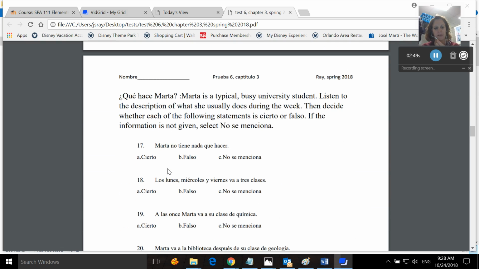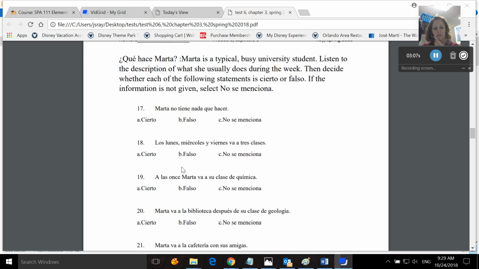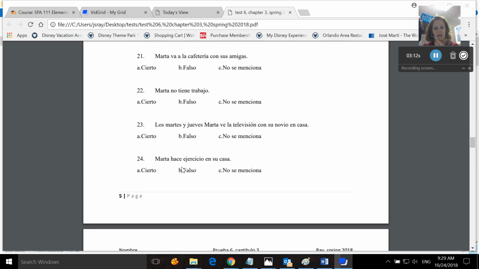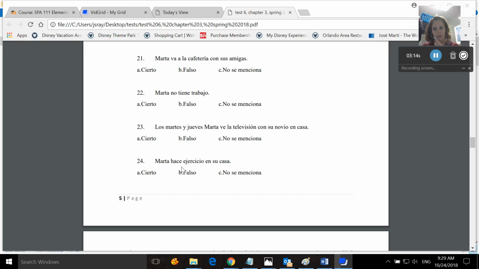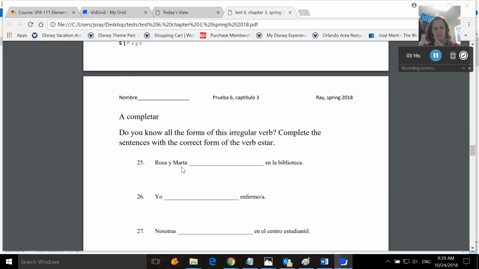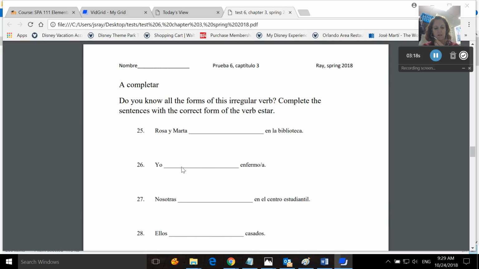Down here, it says, ¿Qué hace Marta? Marta is a typical busy university student. Listen to the description of what she usually does during the week. Then decide whether each of the following statements is true or false. If the information is not given, select no se menciona. So I'm going to read to you a description about Marta, and then you're going to read the statements below and decide if they're true or false based upon what I read to you. And if it's not mentioned, like if you didn't hear me talk about it at all, then you'll circle no se menciona.